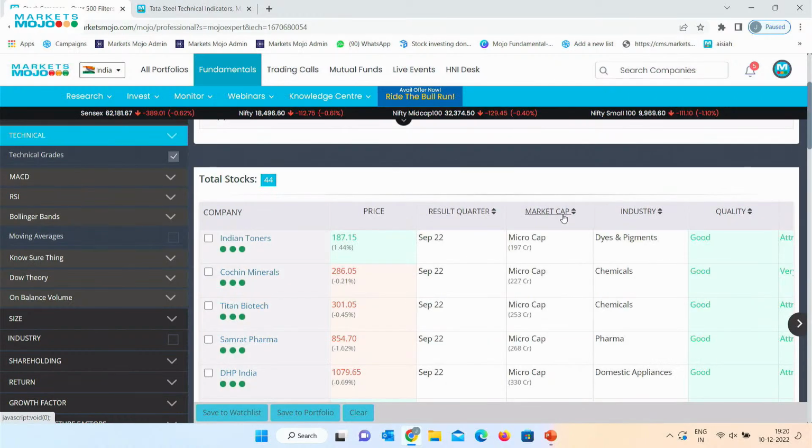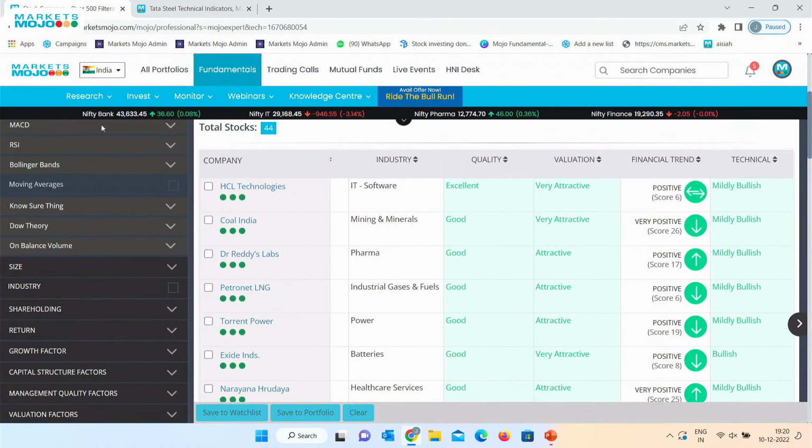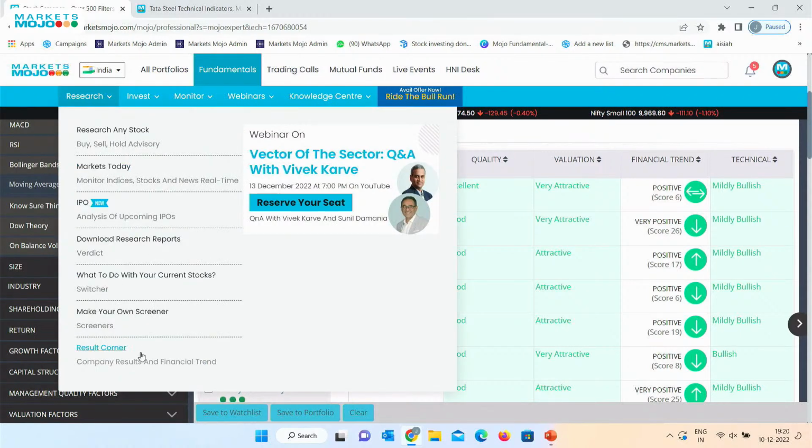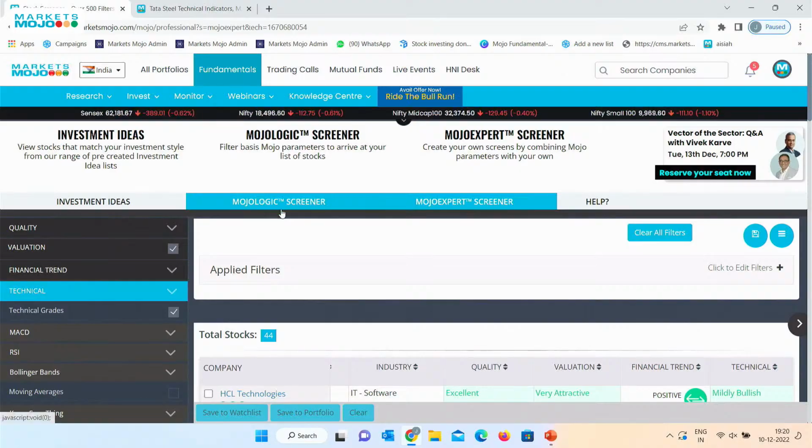You can also sort them basis market cap. So here are some micro cap companies, and these are some large cap companies, so on and so forth. These are all 4 green dots, really simple to find out. Research, then you go to make your own screener. Under expert screener, you can add the particular filters.